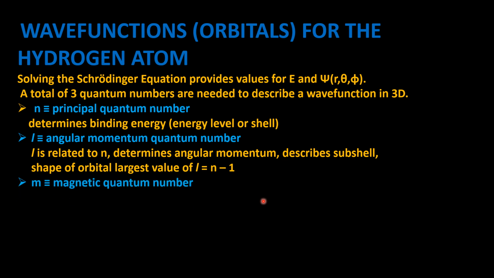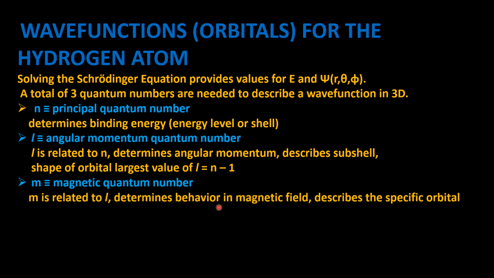Another quantum number, represented by m, is called the magnetic quantum number. The magnetic quantum number is related to L, that is the orbital quantum number or angular momentum quantum number, and it determines the behavior of the atom within the magnetic field. It describes the specific orbitals. In other words, when we place the atom within the magnetic field, it tells us about the orientation of the angular momentum directions, while the principal shells define the energy levels.